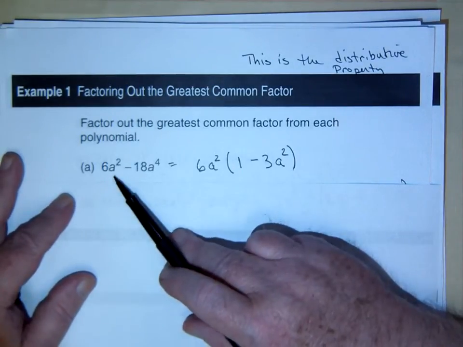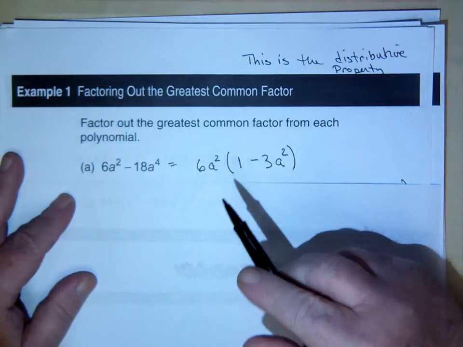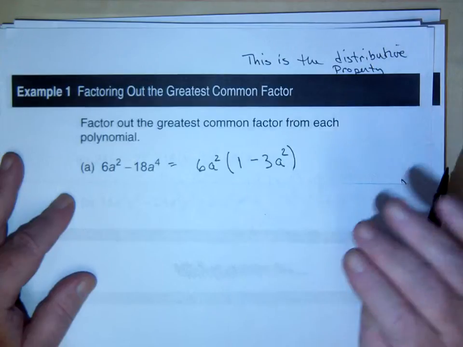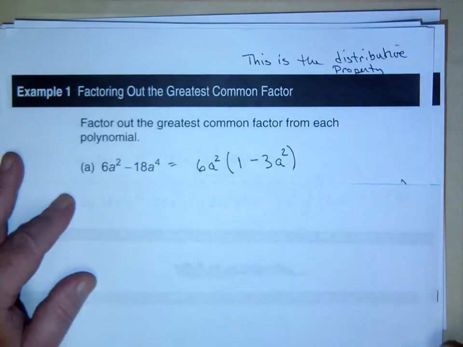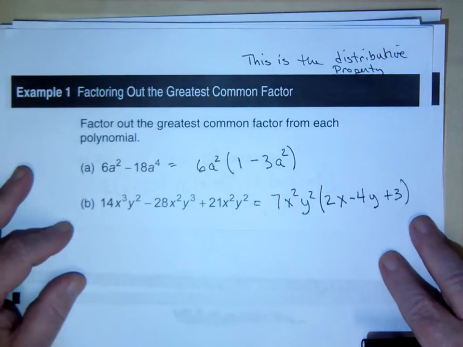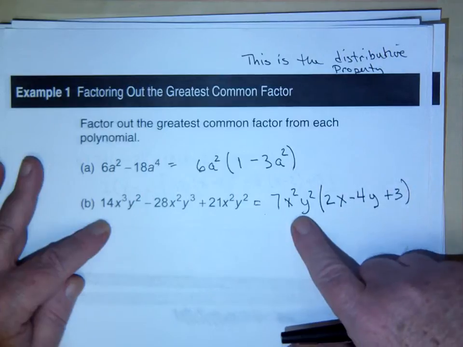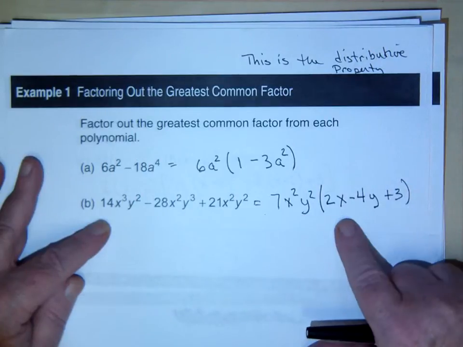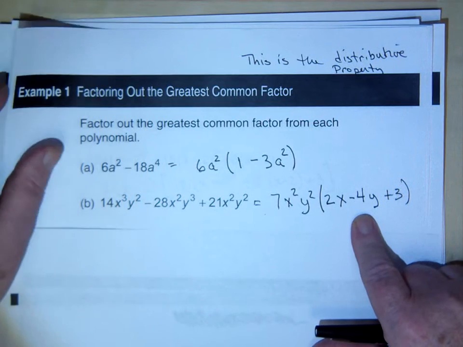We observe that in this binomial there's a common factor of 6a squared. So if I pull the 6a squared out, I'm left with 1 minus 3a squared. Similarly, if I look at this one, there's a common factor of 7 across each of these three terms, a common factor of x squared, and a common factor of y squared. So if I pull that out, what I'm left with is 2x squared minus 4y plus 3.